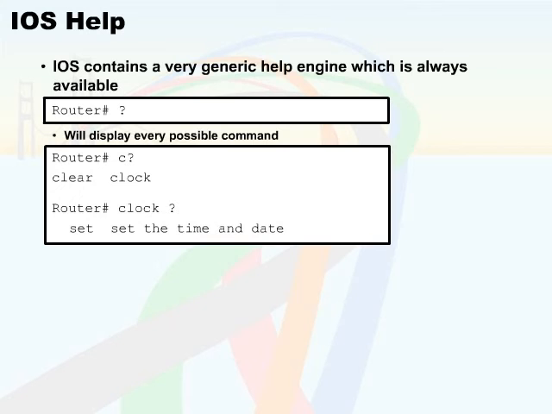Once I type set on the command line, I can put the question mark again. It's going to give me the next step in the command. So you can actually use help to step yourself through any of the commands within the iOS. It will actually give you dots and slashes and dashes and everything that's supposed to be there in the command. It's actually very much like a command builder.